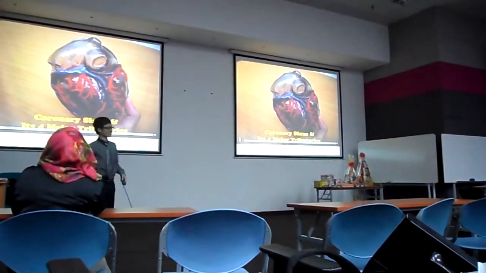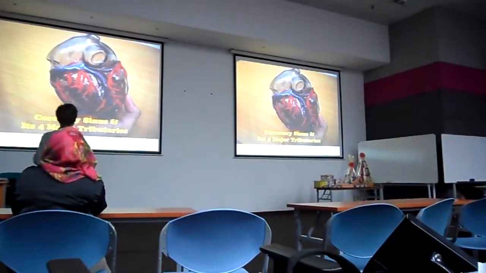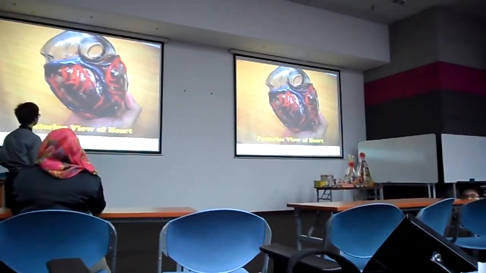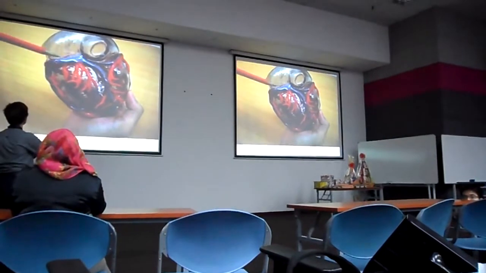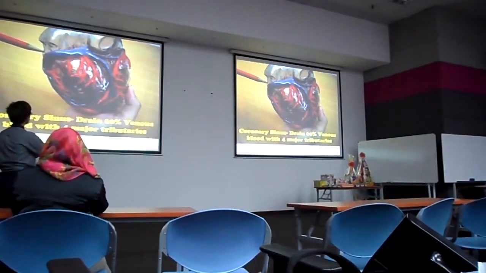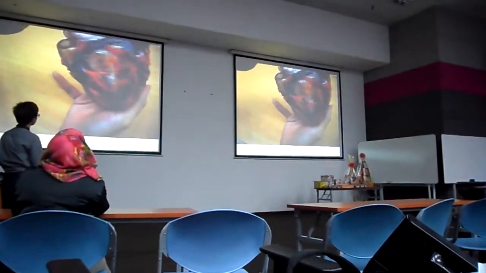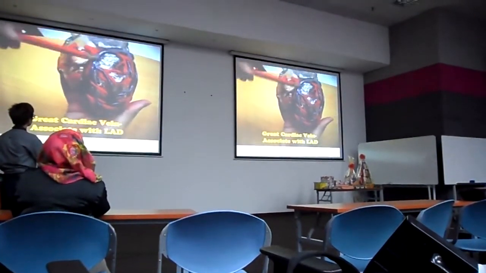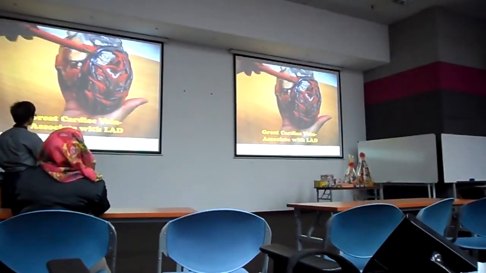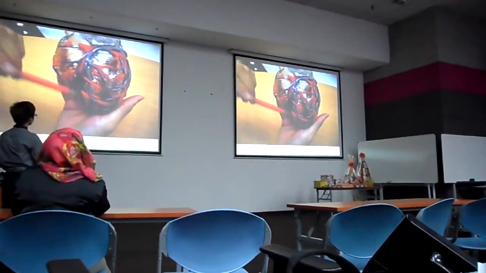In this video, I will show you the coronary sinus and its 4 major tributaries. This is the posterior view of the heart, and this thing here is called coronary sinus. The first branch of it is at the anterior view of the heart that associates with the left anterior descending artery. This is called the great cardiac vein.